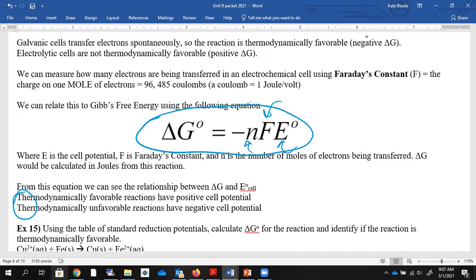Faraday's constant is 96,485 coulombs per mole. This is a measure of the amount of charge on 1 mole of electrons. Charge is measured in coulombs.